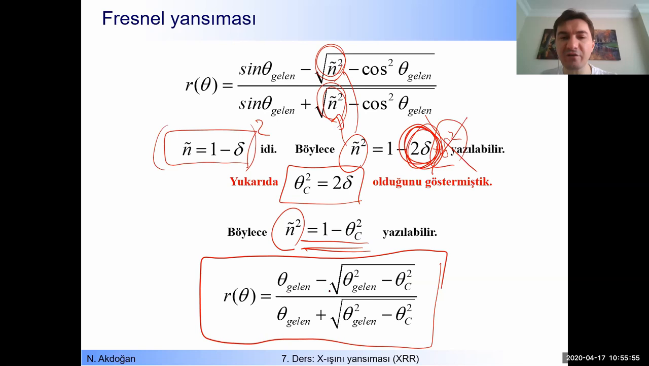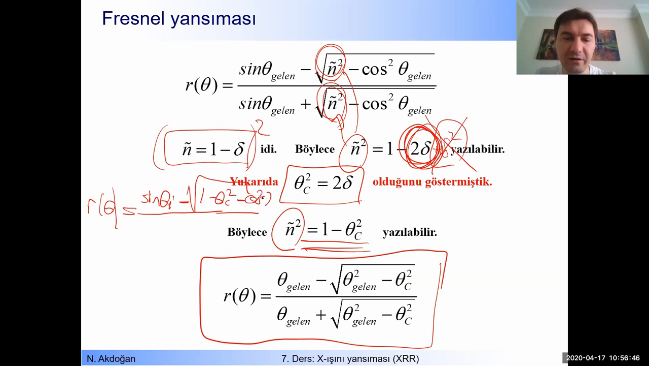Then the Fresnel reflection coefficient will be like this. Just take this one and put it there. So then this r theta will be like this: sinus theta incident minus, instead of n square, I will put this one, 1 minus theta critical square minus cosine square theta incident. And on the bottom side, sinus theta incident plus the same expression above. Instead of n square, I will use 1 minus theta critical square minus cosine square theta incident.